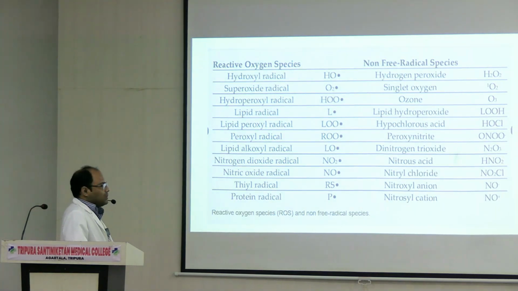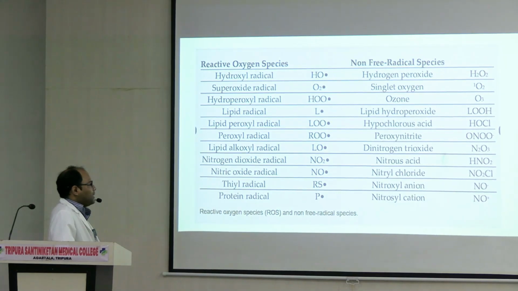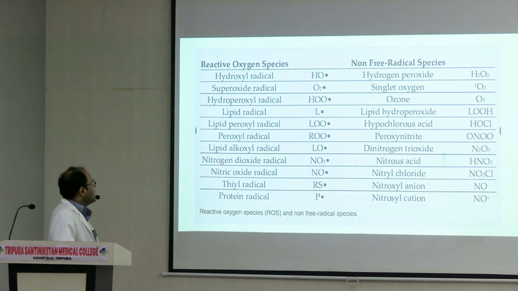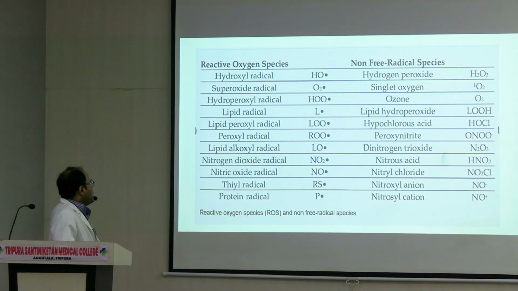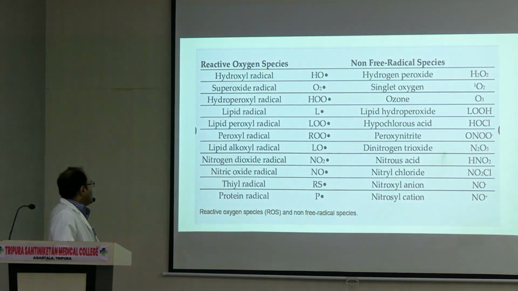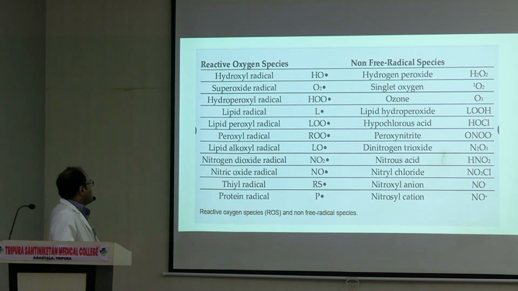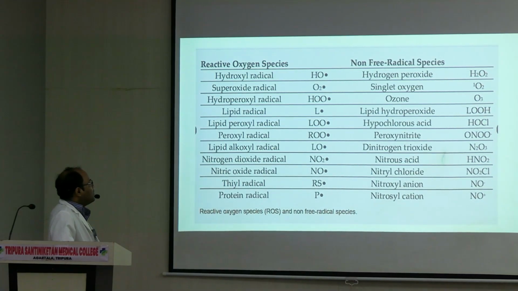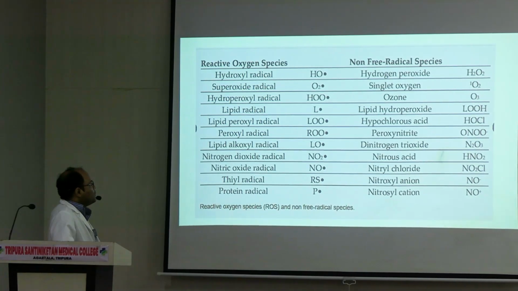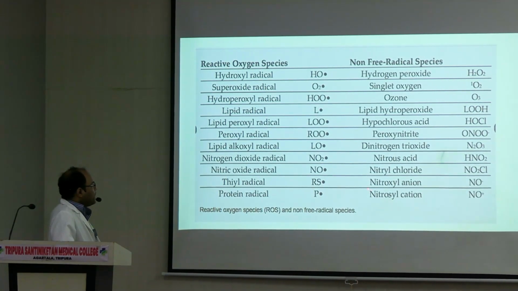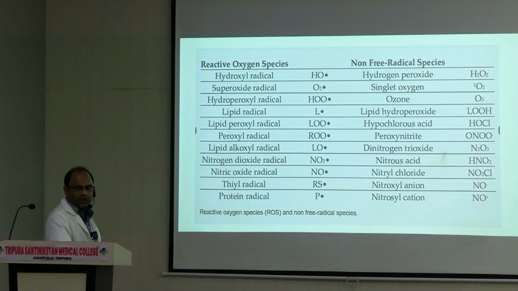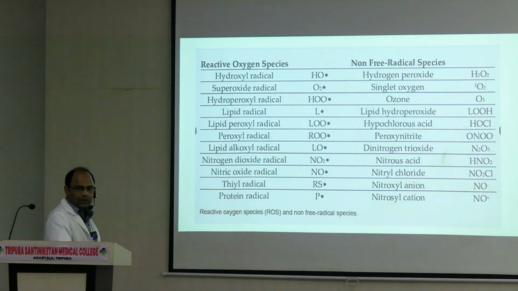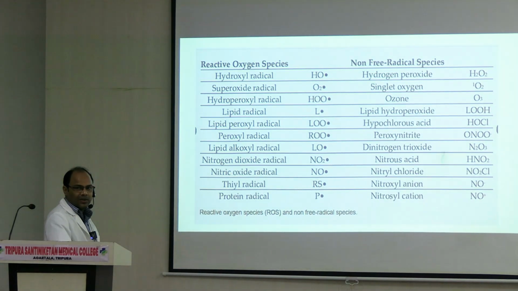Next. These are some examples of free radicals and reactive oxygen species. The list is quite long, but you don't have to remember everything. Remember some like hydroxyl radical, superoxide radical, hydroperoxyl radical, lipid radicals. These are some reactive oxygen species. Peroxyl radical. They are in the free radical category. Hydrogen peroxide, singlet oxygen, peroxynitrite radical, nitroxyl anion radical. You should remember this. If anyone asks you in the exam, you should give the answer. Can you answer? No? Okay. Next.